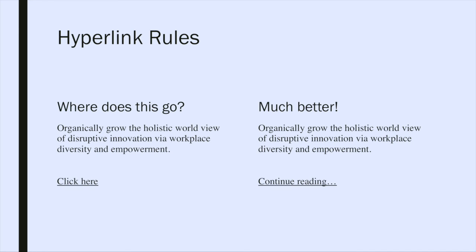To give you a good example, on the left we have a little snippet of an article, and on the bottom it says click here. But where does that go? It's very hard to find out. Instead, on the right we have continue reading. Now that gives you a better idea about where this will go and what happens when you click on it.